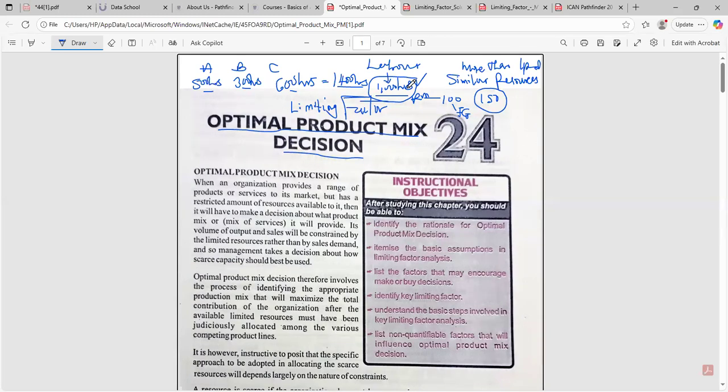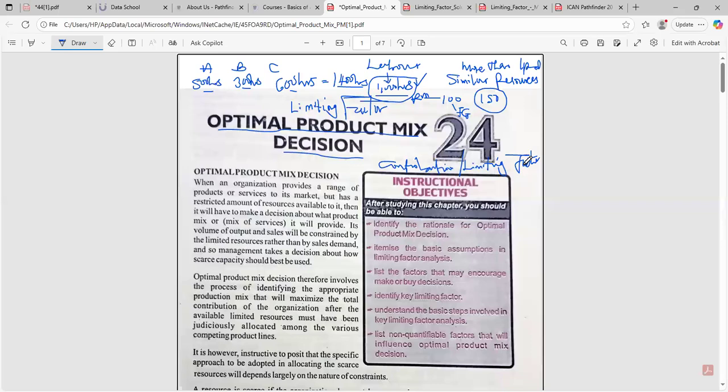We need to find a way to share the available labor hours to each of these products. This is the question. How do we share? The rule is you are going to share the available labor hours to each of these products based on contribution. Okay? Based on contribution per limiting factor. I hope you are jotting it down. So you are going to share the available labor hours to each of these products based on contribution per limiting factor. Let me explain.